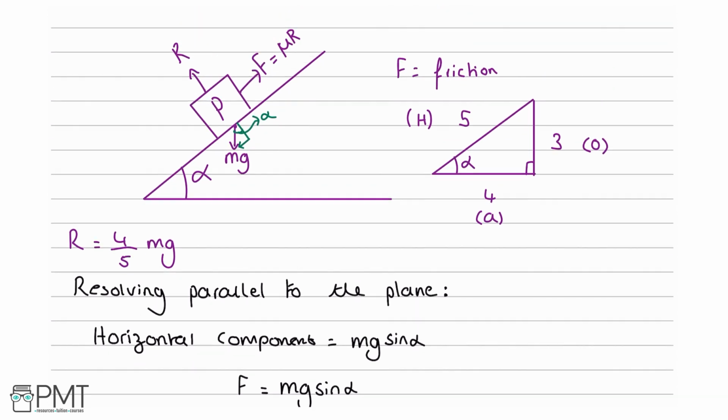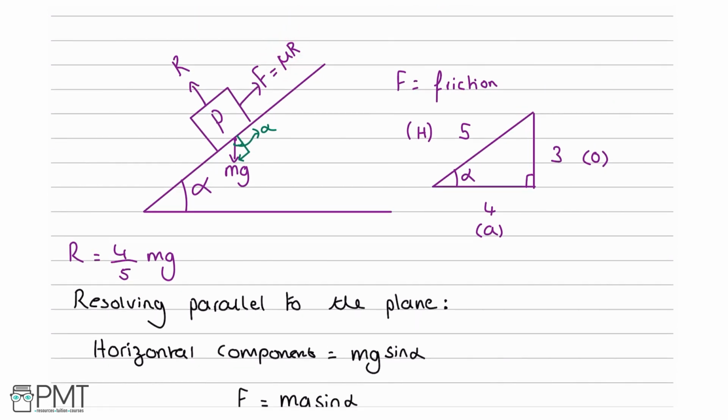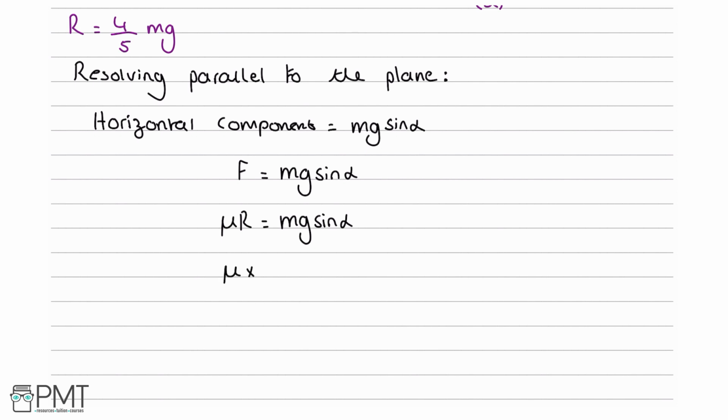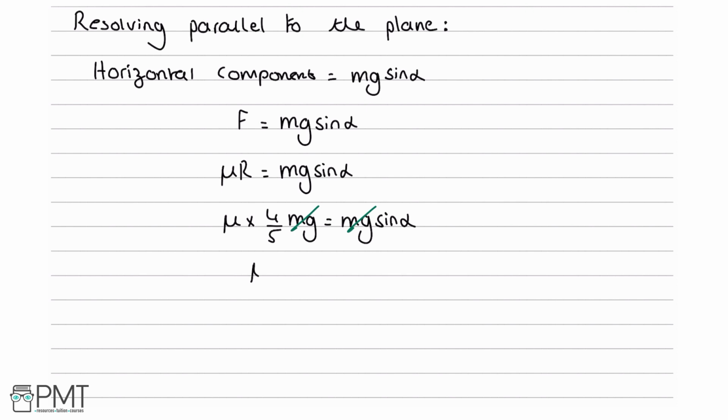Now this is where we'll be able to introduce our mu R, because F equals mu R. So what we can say is that mu R equals mg sine alpha. We know from part A that R is 4 over 5 mg, so we can say mu times 4 over 5 mg equals mg sine alpha. Now what we can do is cancel both sides by mg, okay, and this leaves us with mu equals 5 over 4 times sine alpha, because all I did was multiply both sides by 5 over 4 to get mu on this side and 5 over 4 sine alpha on this side.